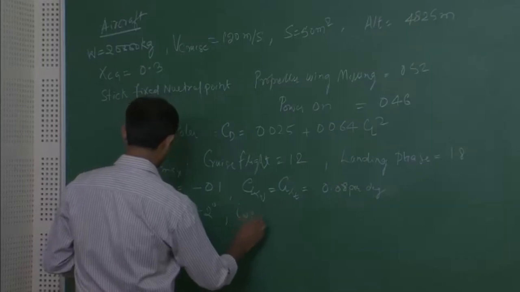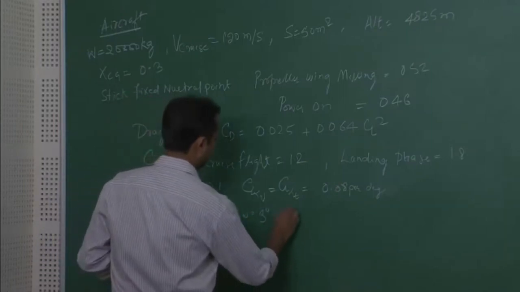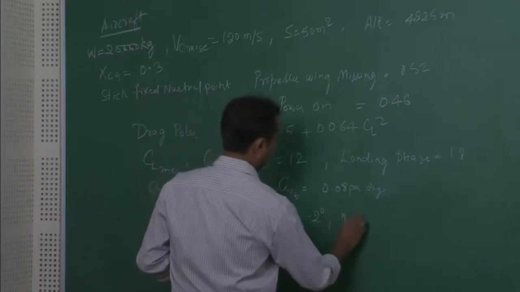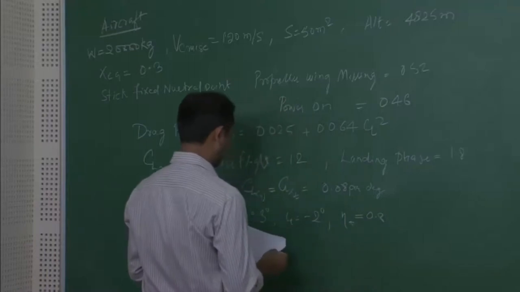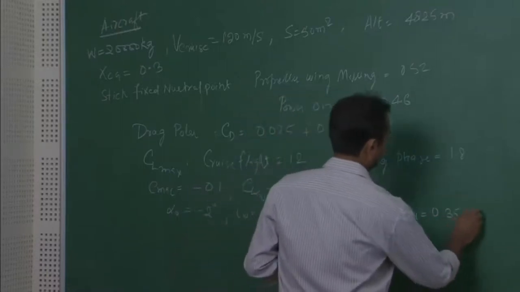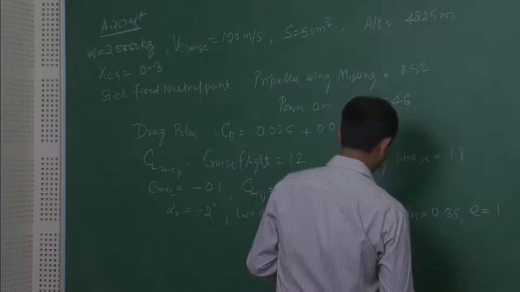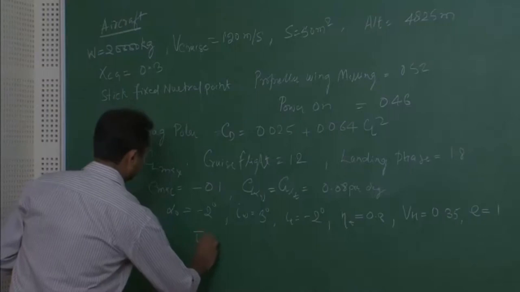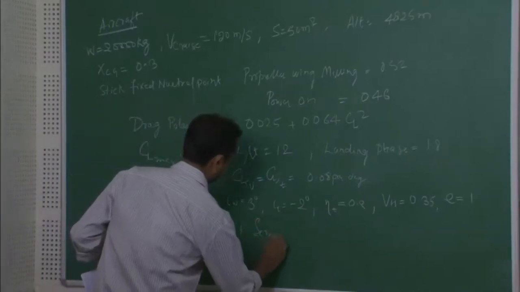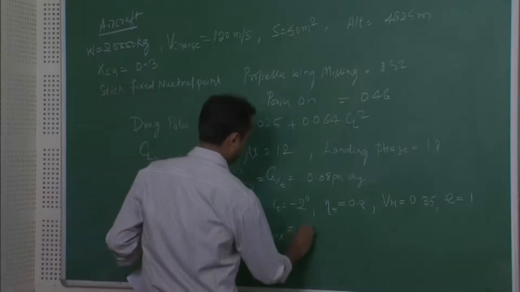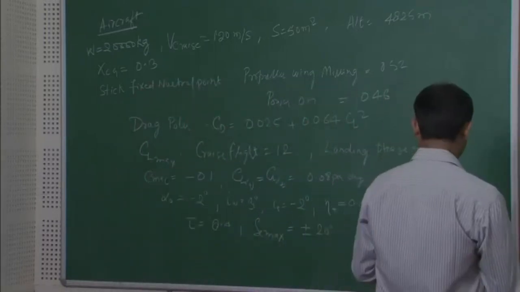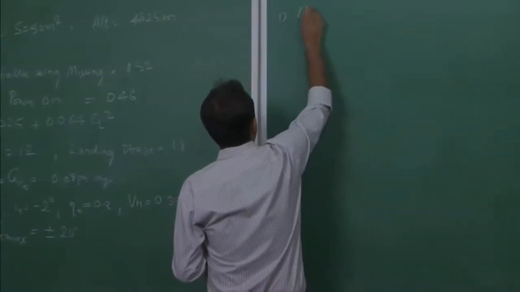Incidence angle of wing is 3 degrees, incidence angle of tail is minus 2 degrees, eta we will assume as 0.8, tail volume ratio as 0.35, Ostwald efficiency we will take as 1, and tau we will take as 0.4. And delta E max, or maximum elevator deflection allowed in either direction, is plus minus 20 degrees. So these are the information for an aircraft. So first we have to calculate the lift coefficient.